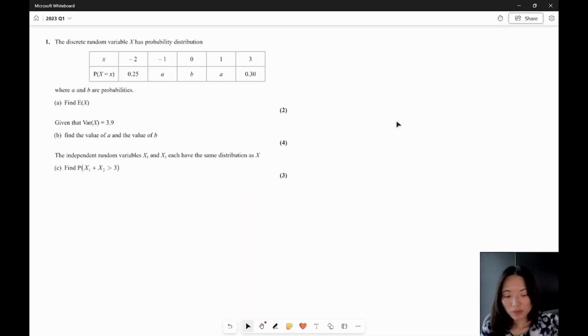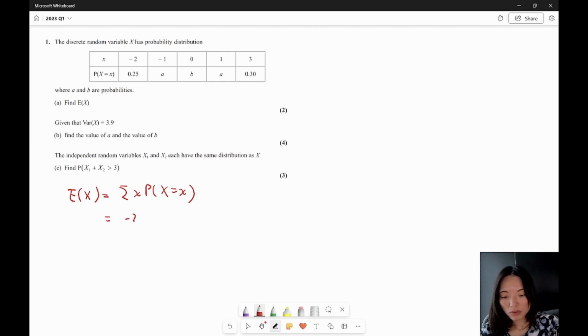Expectation of x is quite simple, and it's something that all of us should be very familiar with. This formula is in our formula book. Let's write that out from our table. So we have minus 2 multiplied by 0.25 plus minus 1 multiplied by a plus 0 multiplied by b plus 1 multiplied by a plus 3 multiplied by 0.30.